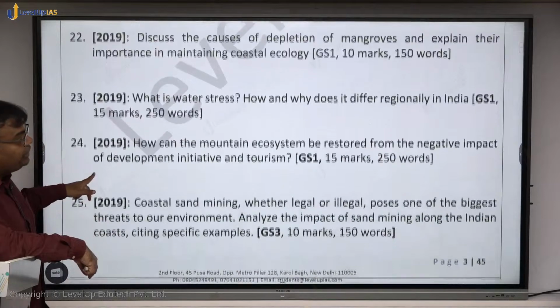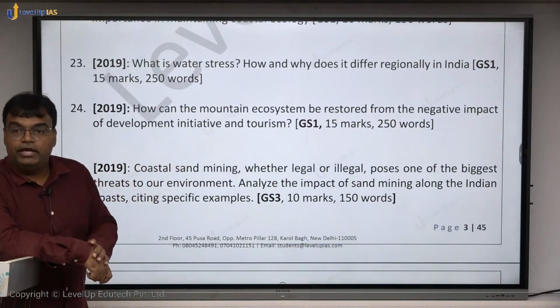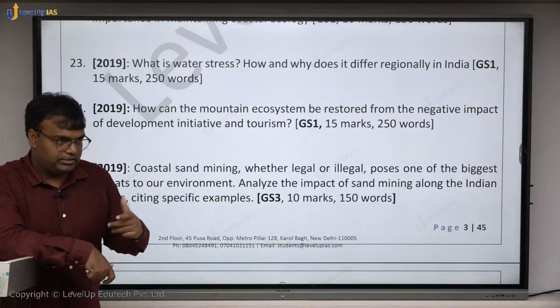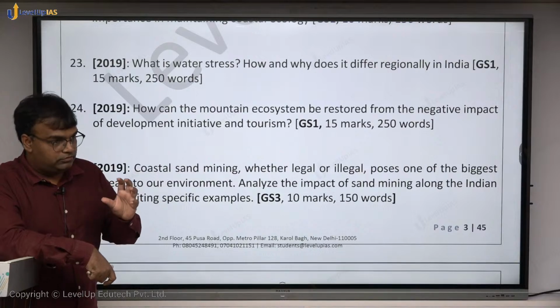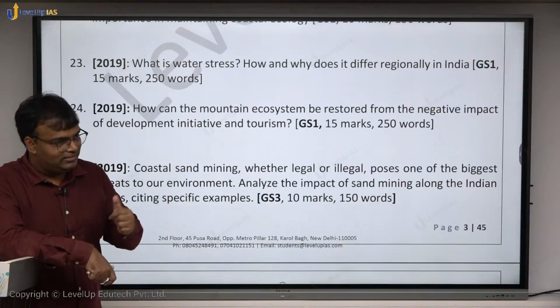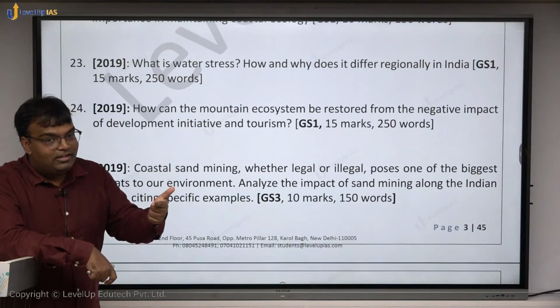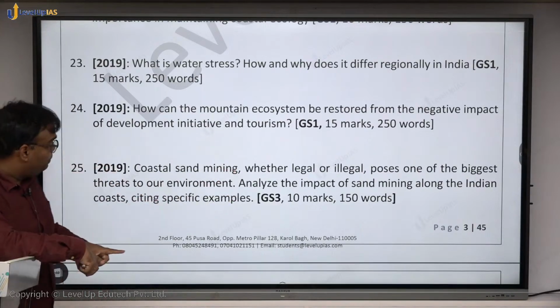How can mountain ecosystem be restored from negative impact of development initiative and tourism? Environmental impact assessment में this is something that we can understand कि कोई भी developmental project, how developmental projects are impacting Himalayan regions. We'll study this, and how those negative impact could be reversed. We will study that aspect also.